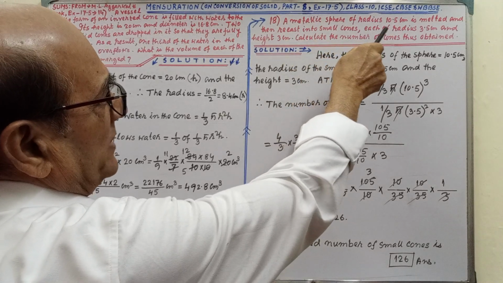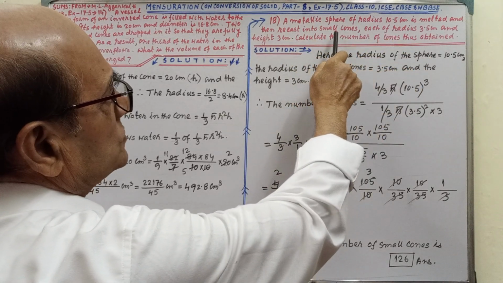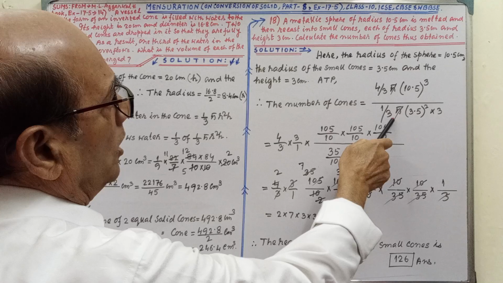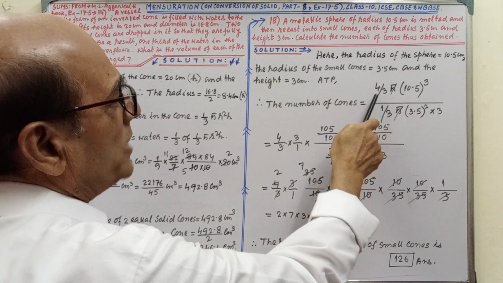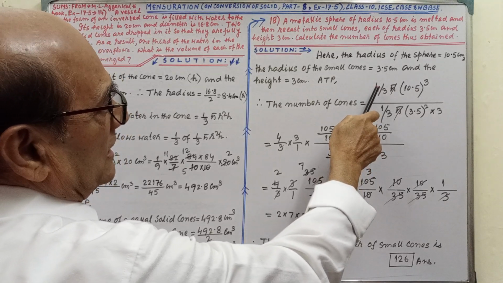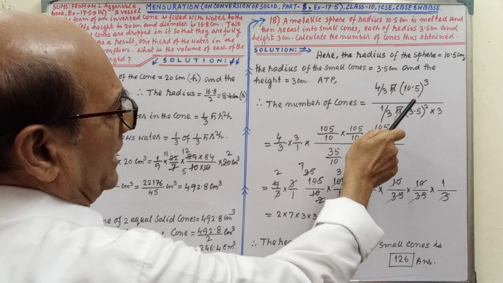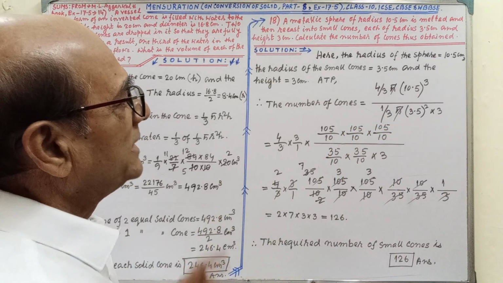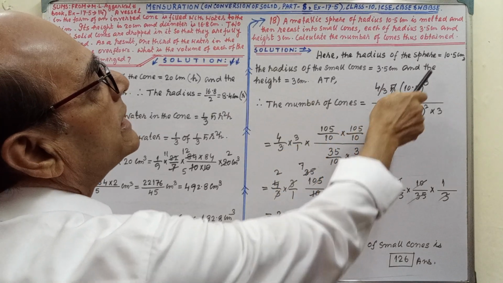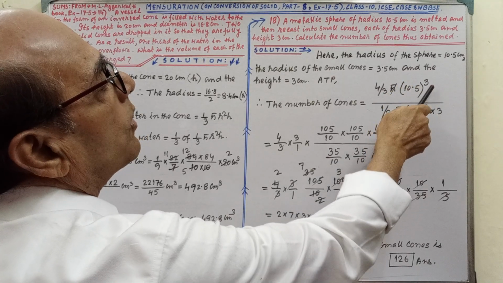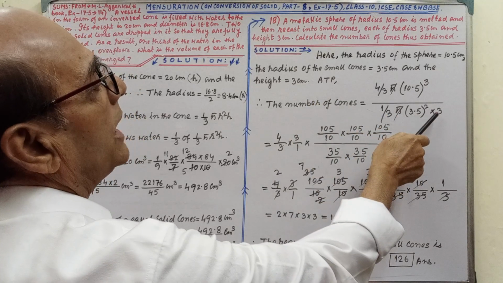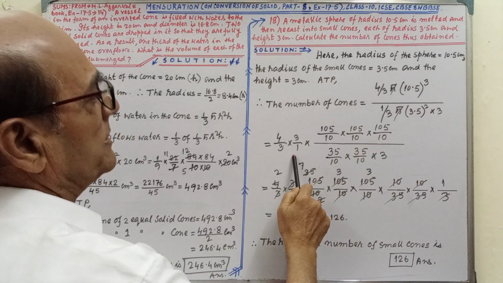A metallic sphere of this radius is melted and recast into small cones. That means we have to first find out the volume of the original sphere and the volume of the small cones. Then the volume of this sphere divided by the volume of one cone is the number of cones. So after writing this volume, radius given 10.5 whole cube, and here radius is given 3.5 whole square, and height 3. After writing the relevant values, we have to simplify.